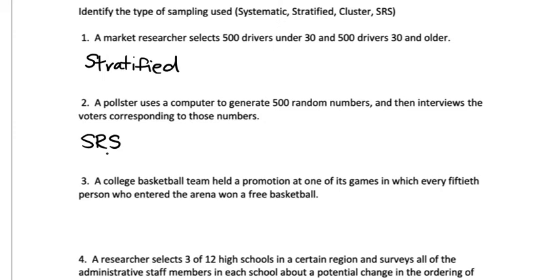Number 3, a college basketball team held a promotion at one of its games in which every 50th person who entered the arena won a free basketball. That would be an example of systematic, every 50th. So if you're counting out how many there are to get to the next one, that's an example of systematic sampling.